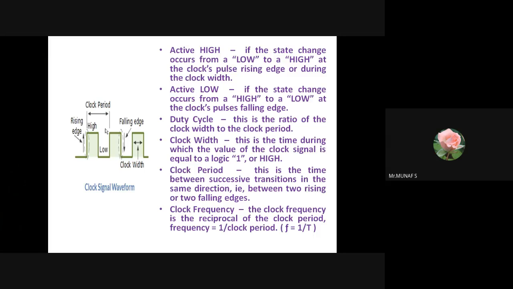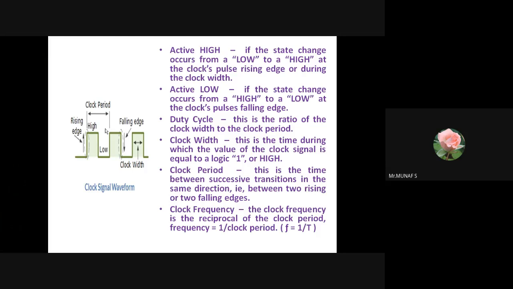In this part, we need to identify some important definitions. Active high state: what is active high state? If the state changes from low to high at the clock's rising edge, it is known as active high. Active low state: what is active low state? If the state changes from high to low at the clock pulse falling edge.